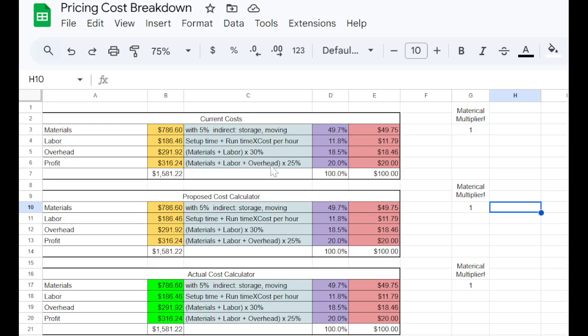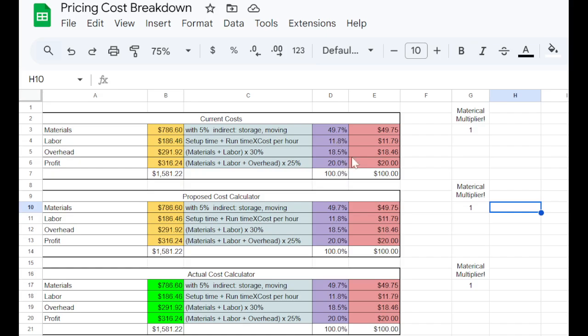$1,581. And let's make this a little more valuable by just speaking of this in percents. So this amount would be about 50%. Labor would be close to 12%. Overhead would be about 18%, and profit will be 20. And that's 100% of the price that it's selling at.